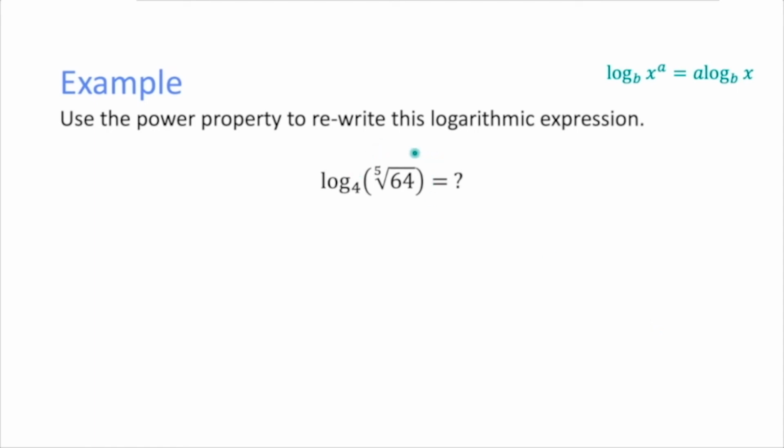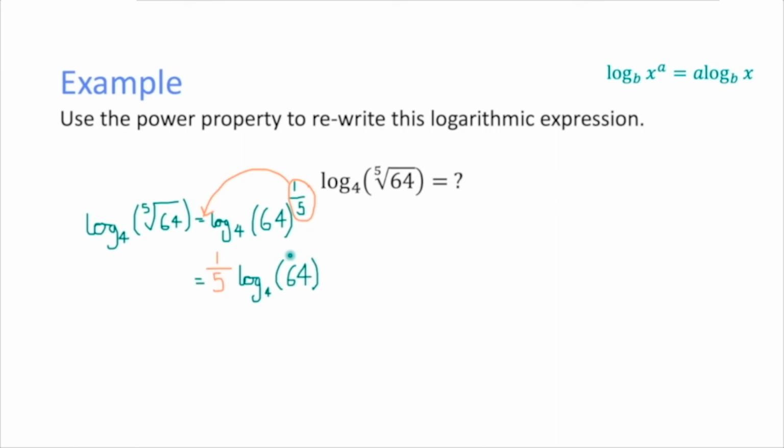So, can you see there's not actually a power here? So what we're going to do is try to rewrite this fifth root of 64 with a rational exponent. So what we can do is write log to the base 4 fifth root 64 as log to the base 4 of 64 to the power 1/5. Which means we can now use the power property to rewrite this logarithm using multiplication. So our power 1/5 comes down and is multiplied in front. So we now have 1/5 log to the base 4 of 64.